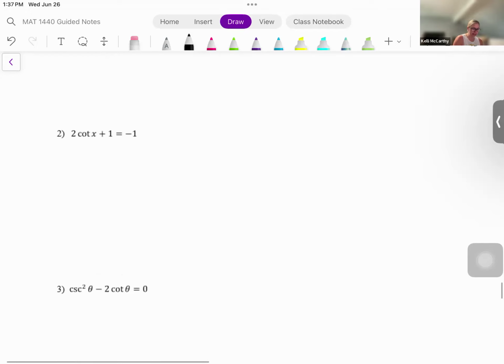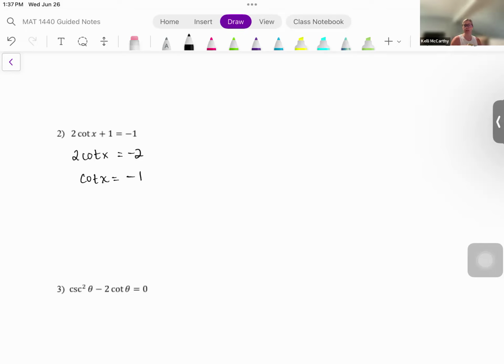Two cotangent x plus 1 equals -1. We're going to start isolating our trig function just like we would if we were just trying to isolate a variable. We're going to subtract 1 first. Subtracting 1 from both sides, 2 cotangent x equals -2. And then we're going to divide both sides by 2. So we have cotangent x equals -1.